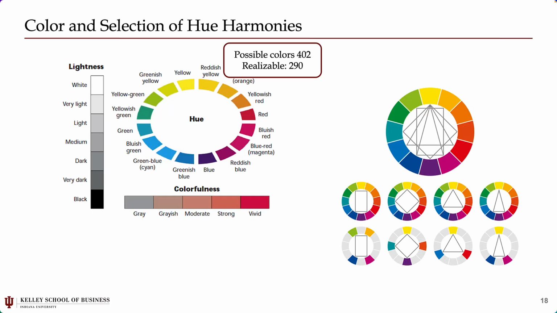When you choose colors, you are not picking from infinite options. Practically, we can distinguish about 290 surface colors reliably. For hue harmony, for color schemes, we should use a color wheel. Complementary colors sit opposite each other and create high contrast. Analogous colors sit next to each other and feel smooth and cohesive. And triad colors form a triangle and provide balanced variety.